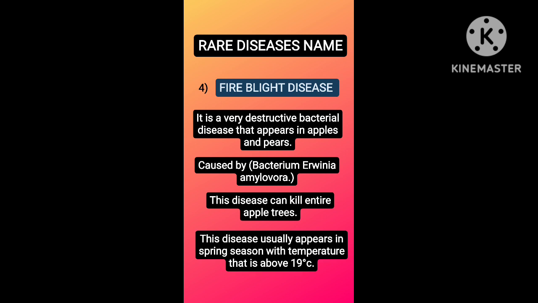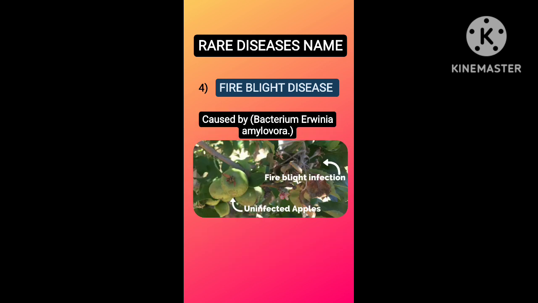And it is important to note that this disease usually appears in the spring season with temperatures above 19 degrees centigrade. And here you can see how this disease can affect apple and pear trees. Here you can see the difference between unaffected apples and affected apples. Affected apples here simply means fire blight infections. Okay, and it is a contagious disease affecting apples, pears, and some other members of this family. It is a serious concern to apple and pear producers. Under optimal conditions, it can destroy an entire orchard in a single growing season.